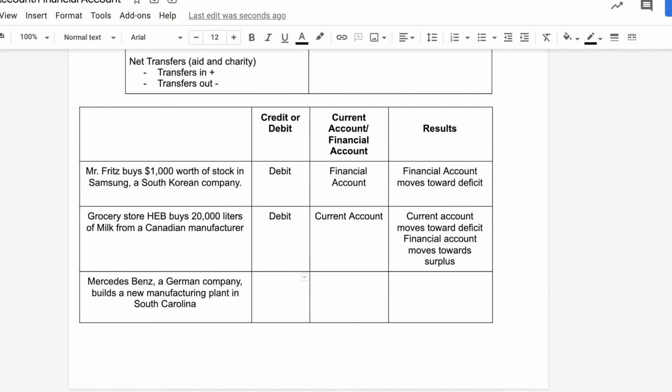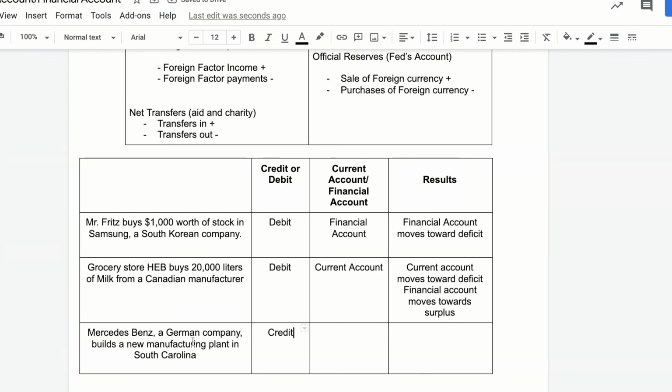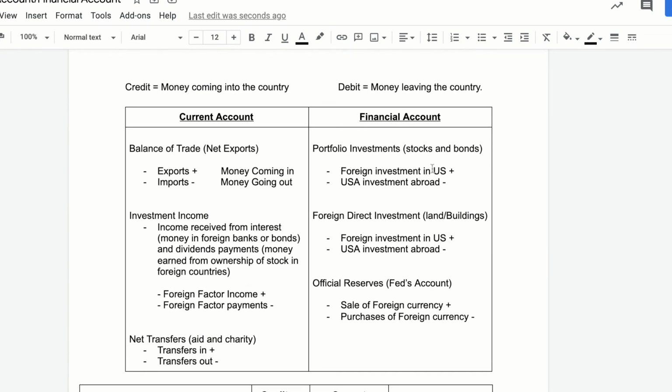Finally, Mercedes-Benz, a German company, builds a new manufacturing plant in South Carolina. So a company from Germany builds a new factory in South Carolina. That's a credit. That's money coming into the United States. Now, they're building an actual manufacturing plant, and when that happens, that is going to be foreign investment in the US. This is foreign direct investment. It goes in the financial account.